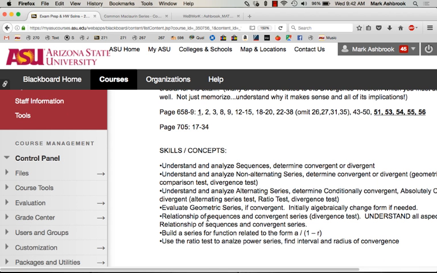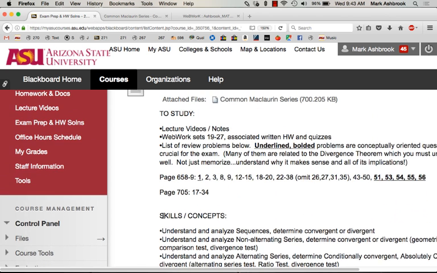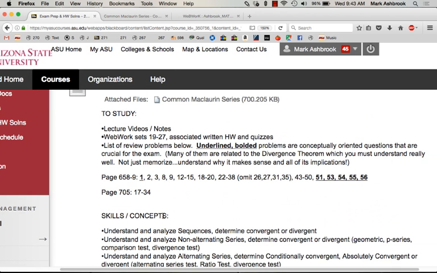Let's see. I've got to make sure that Maclaurin and Taylor series is on there. If that's not in this list, it definitely is on the exam. So stuff we did Monday and today is on the exam. I will update this bullet point list today to reflect that. Okay. Any questions on the exam?